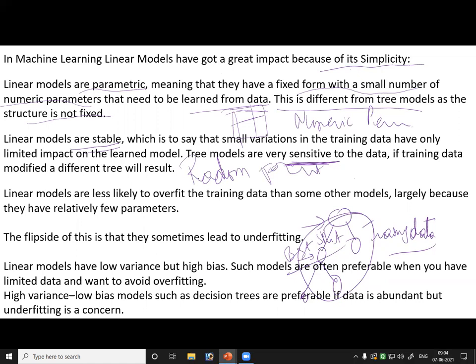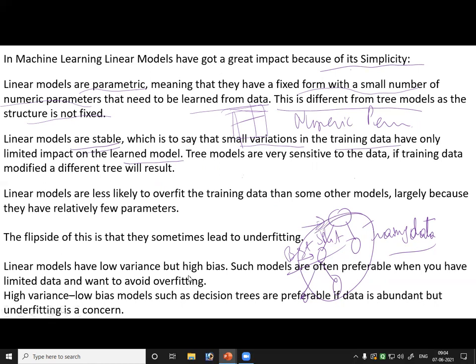But still, that is why we call linear models better or simple. Which is to say that small variations in the training data have only limited impact on the learned model. See, if there is a big change, then only do you expect the linear model to behave in a different manner. If you have a small change, there won't be any change in the model. But if you come to a tree, the entire tree will be changed. This is the meaning of it. Hope you understood, right? Next.